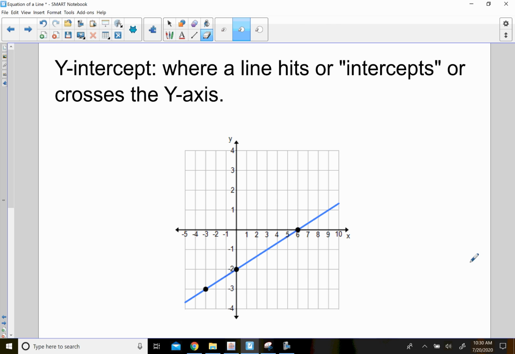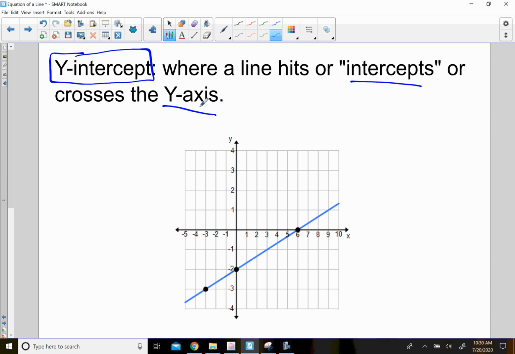All right, now let's take a look at the y-intercept. So the y-intercept is where a line hits, or intercepts, or crosses the y-axis. So if you look at every graph, and we looked at the slope of this line already, but now we're going to look at the y-intercept.